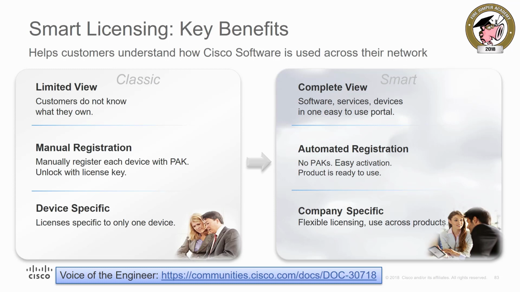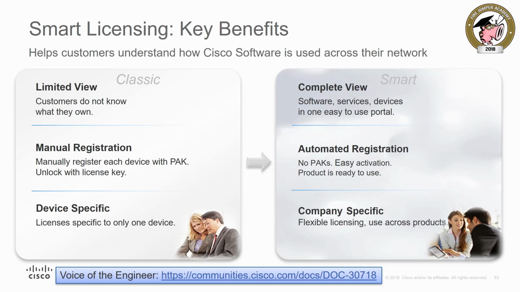In terms of smart licensing, what we're doing is offering a complete view to give you software, service and devices in one easy to use portal. You can automatically register the devices, no PAKs, easy activation, product is ready to use. It's all visible. You have the company specific details. You have flexible licensing for use across products. There's a Voice of the Engineer training video available via the Cisco community link there, as you can see.